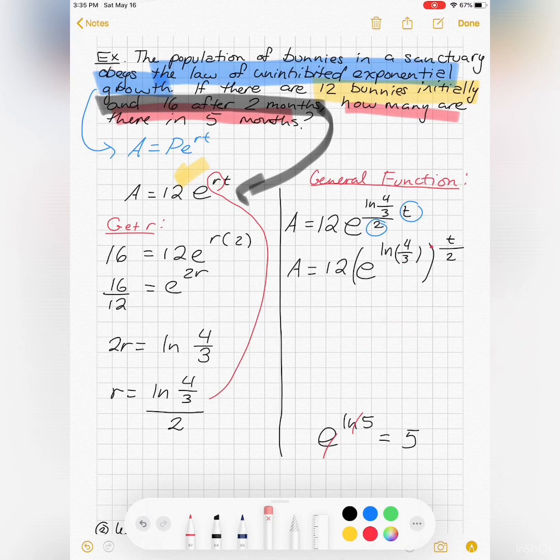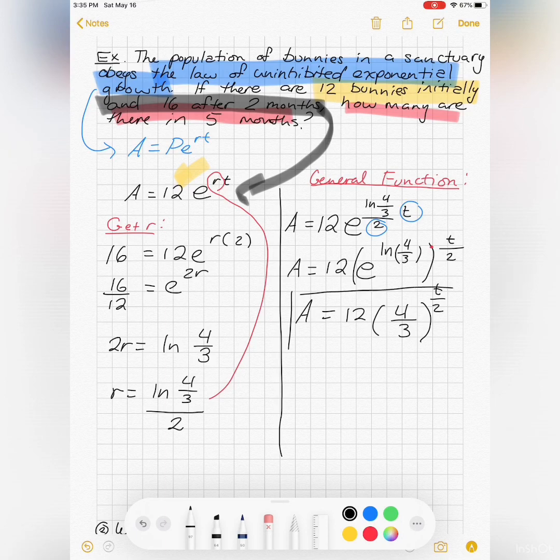So you just rearrange so that the ln is next to the e. Move the remaining items outside as a fraction. That way I can then cancel and my base drops. So there's my general function.